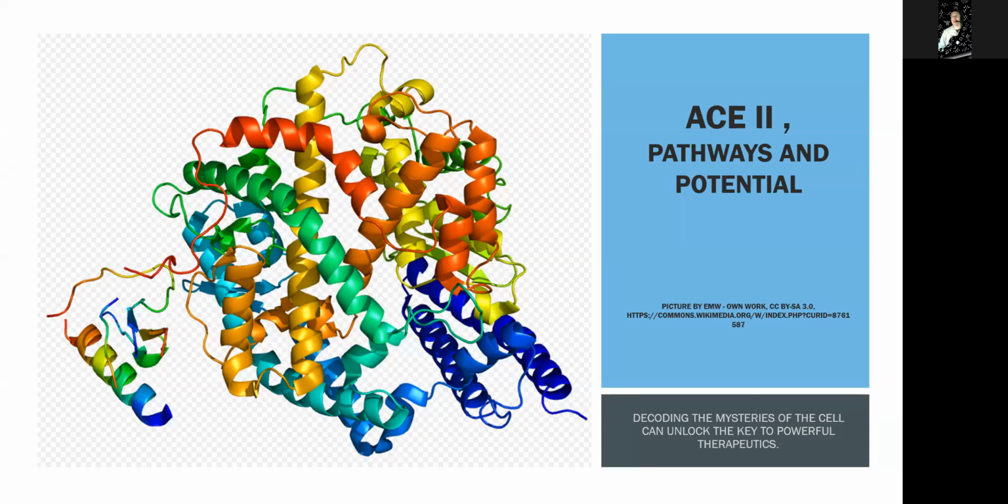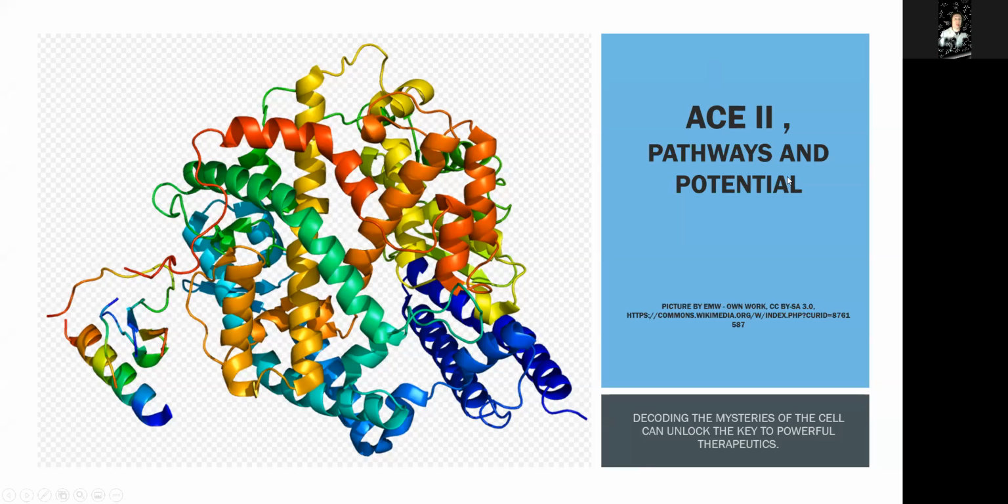Tonight, we're going to have a brief and detailed presentation on the ACE2 transmembrane protein, considered a zinc metallic protein because it does have a molecule of zinc in it.